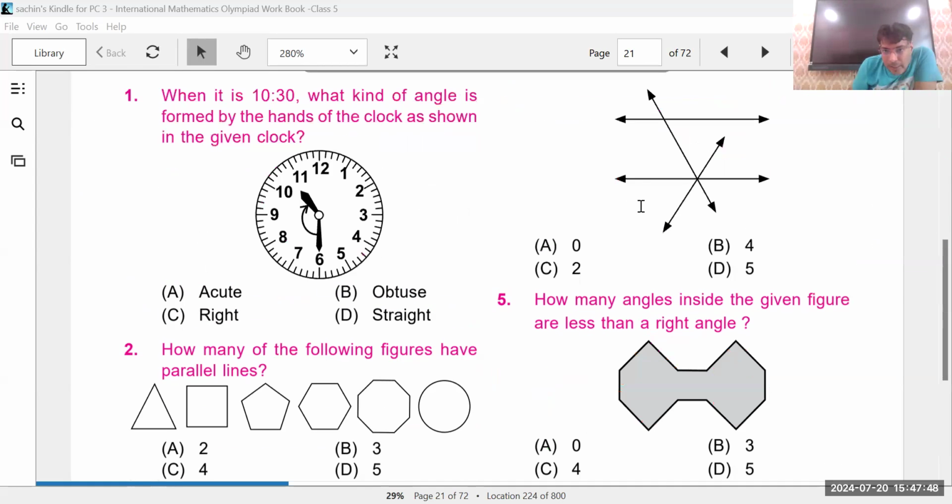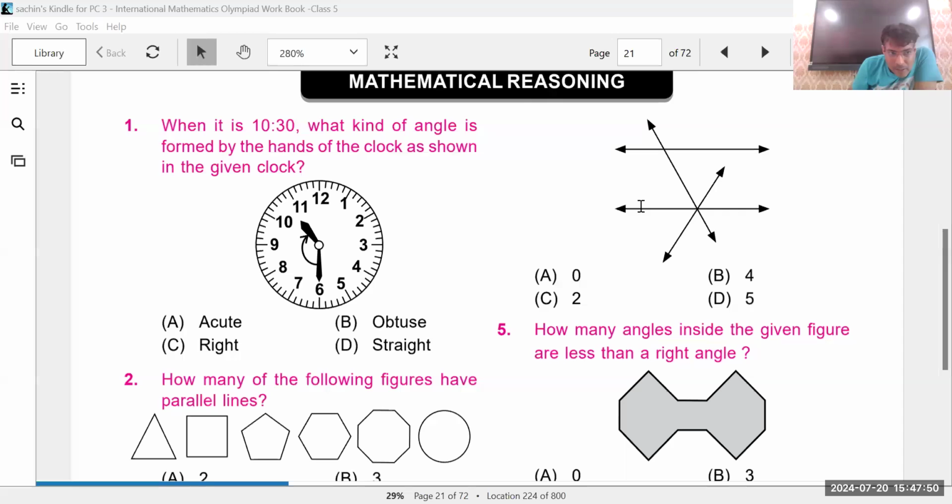Let's see. Next question is this one. How many pairs of intersecting lines are there?